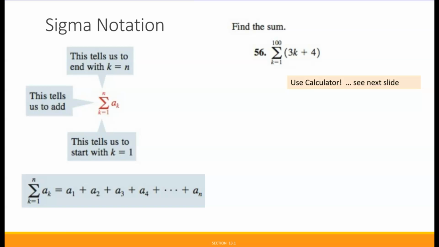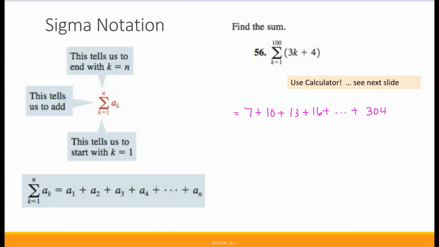Okay, here we would let k equal 1, so that would be 3 times 1 plus 4, which is 7. We would let k equal 2, so that would be 6 plus 4, which is 10. K is 3, 9 plus 4 would be 13. K is 4, 12 plus 4 would give us 16. And then we would end up with k equaling 100. So that would be 300 plus 4. That would be 304. And now I got to add all that up. Okay, something we wouldn't want to do by hand because that's a lot of terms.